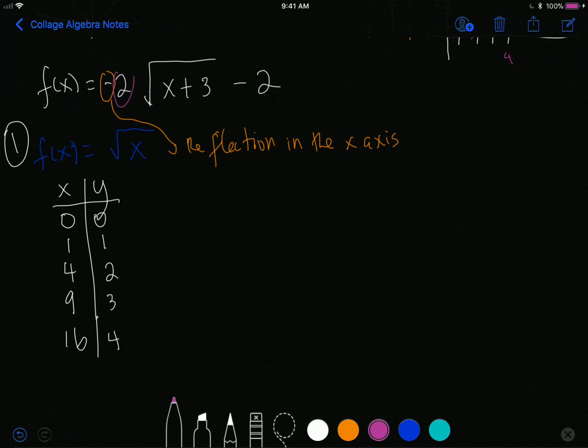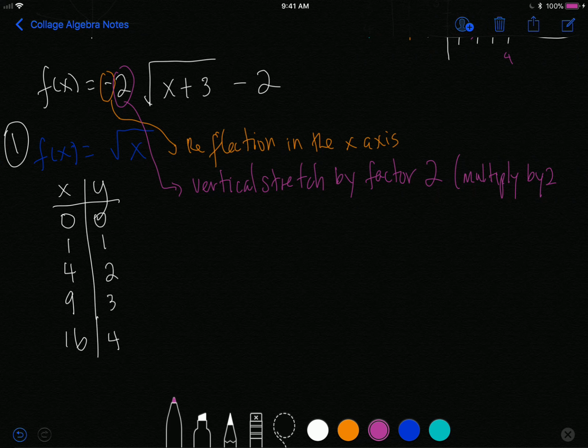The 2 right here is a vertical stretch by factor 2. I am going to multiply all my y values by 2. And the reflection is to multiply by -1.